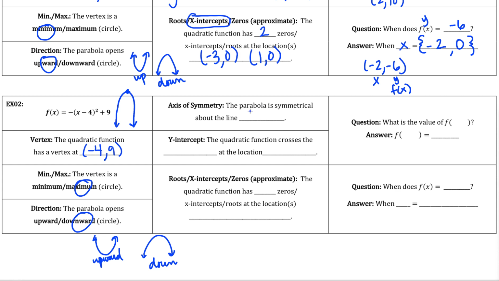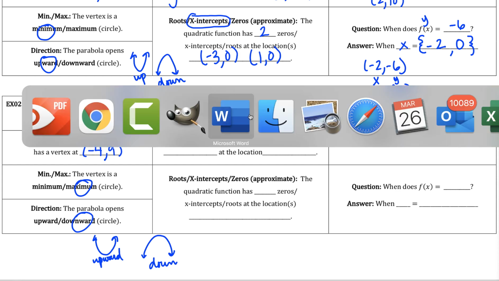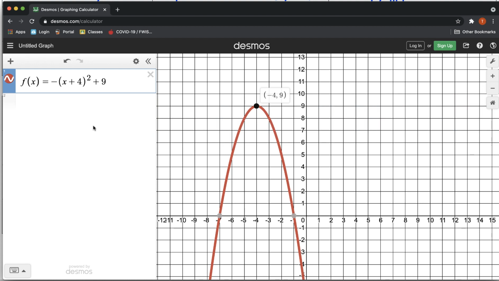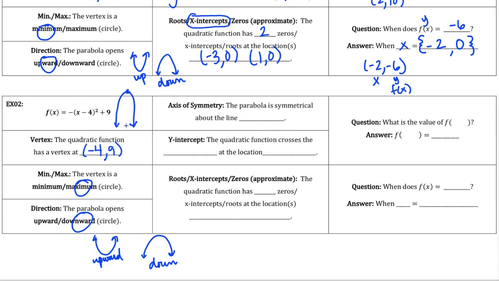Axis of symmetry. Remember, our axis of symmetry. Well, let me explain it like this. Our axis of symmetry is going to, remember, we have a symmetrical parabola. This thing is a parabola. The axis of symmetry is the line that cuts it in half. It being the parabola, right?